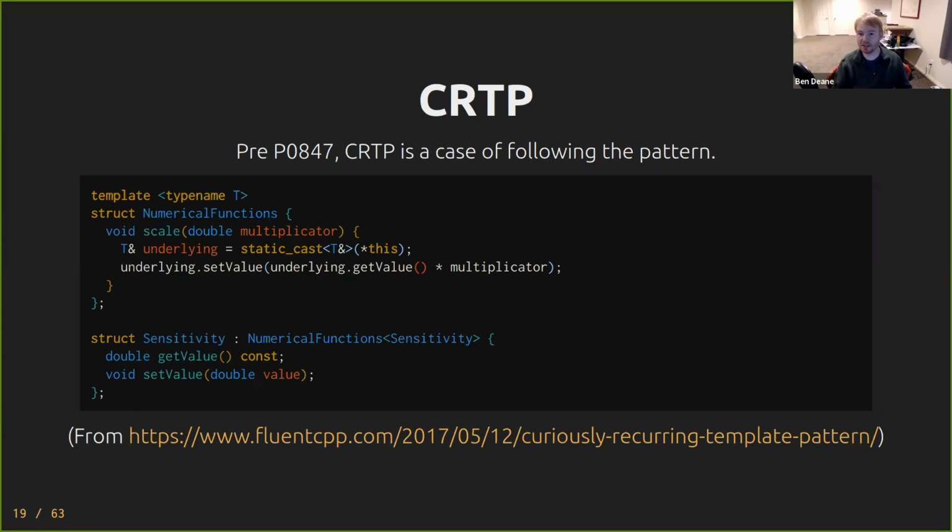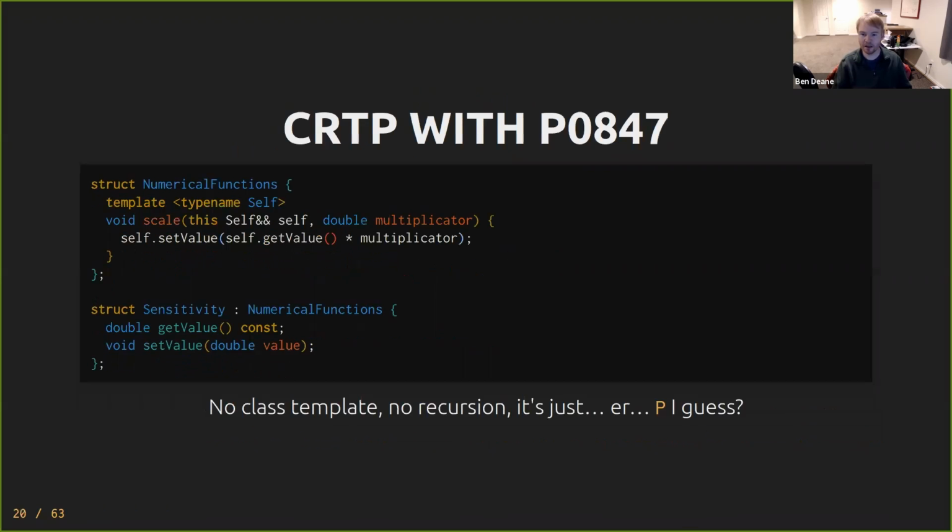So let's consider how CRTP changes with P0847. And it looks like this. The classes aren't templates anymore. The classes are just types. There's no recursion, there's no class template, because the function is a template that can deduce the type of the this pointer of the object. And so it can use it directly. When you call scale on a Sensitivity, self is a Sensitivity, right? Because deduction will deduce the most derived type that's statically available. And so the mixin is just flat, as it were.